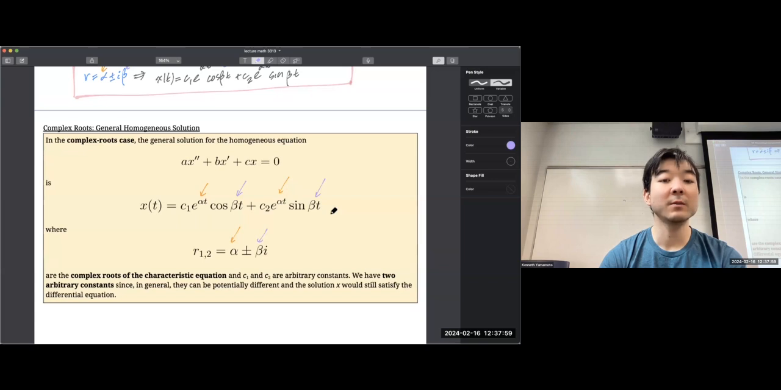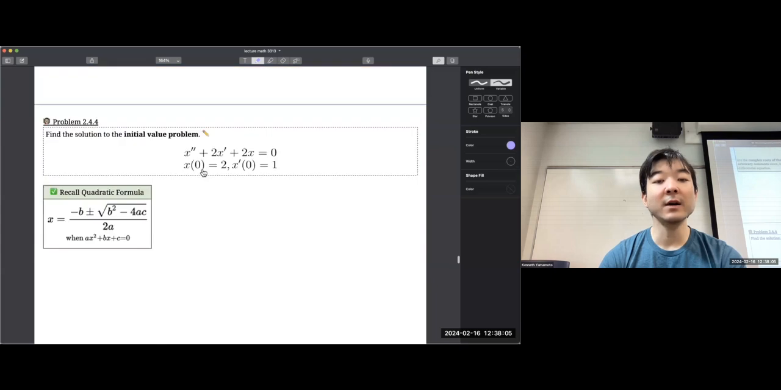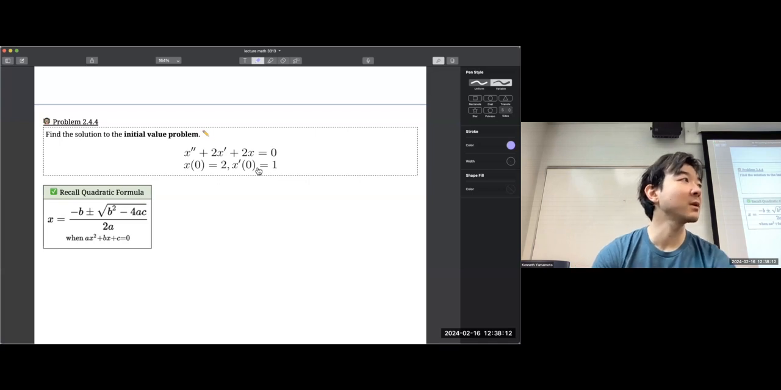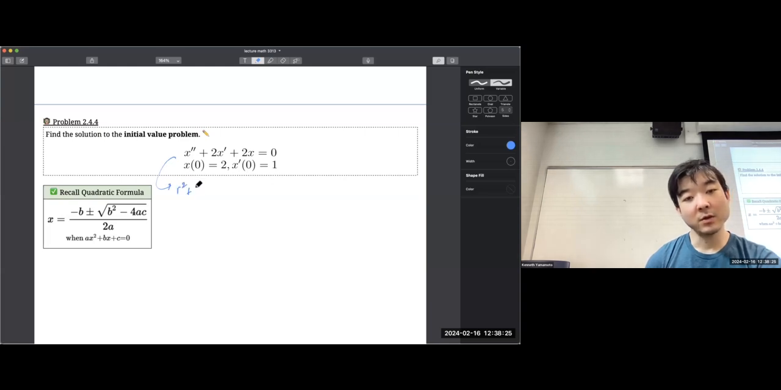If you wanted just the real solutions: why is the real solution useful? If you have a differential equation that has real initial conditions, it's going to be a pain to use the complex version because your C1 and C2 will also be complex in that case. So you want to keep everything real, and you want to start with a real general solution. For this one, the characteristic equation would just be r squared plus 2r plus 2 is equal to 0.